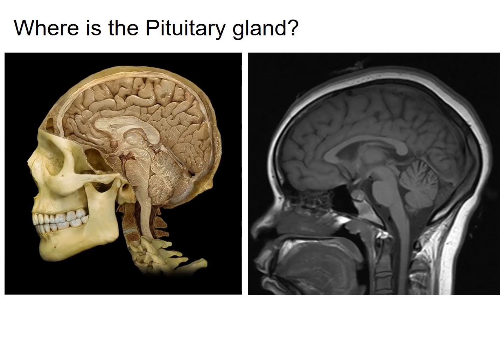So the pituitary gland, first thing, let's find the pituitary gland. Do you see the pituitary gland? We have a sagittal cadaver section here exposing the brain, and then we have an MRI of that same sagittal section showing you the brain. Do you see the pituitary gland here? The pituitary gland is at the base of the brain, just underneath the back of the frontal lobe.